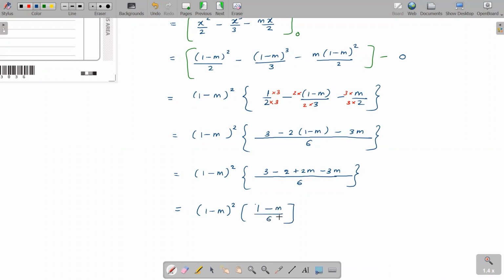Do you see what you get here? So here you get (1 minus m) square multiplying with another (1 minus m). What happens? It's (1 minus m) to the power 3 and then denominator is 6 because this is over 1. Denominator is 6. Do you agree with me? Is this clear?